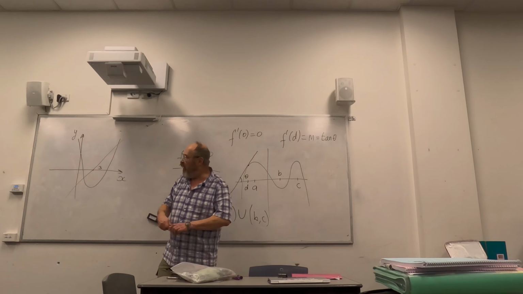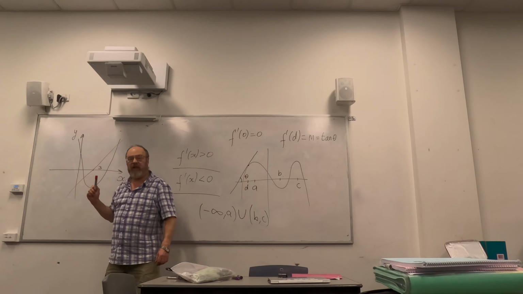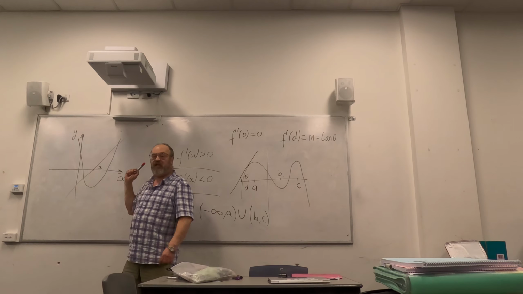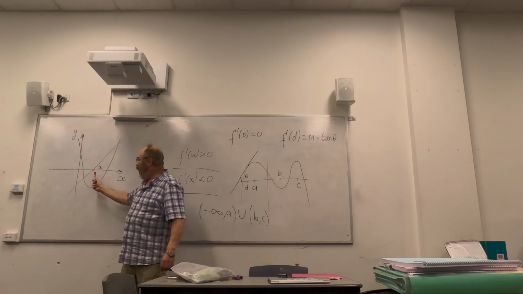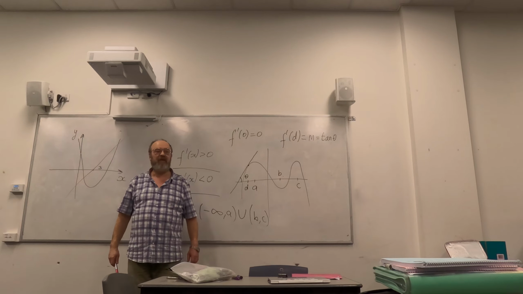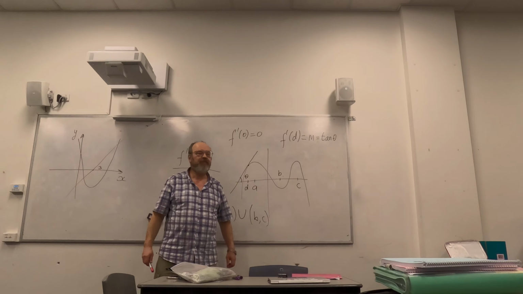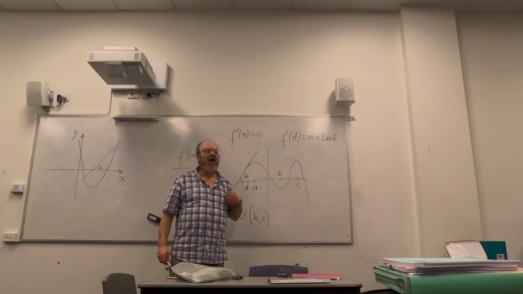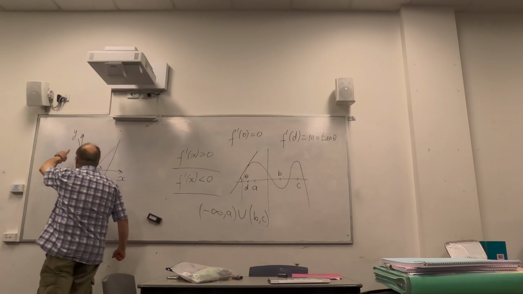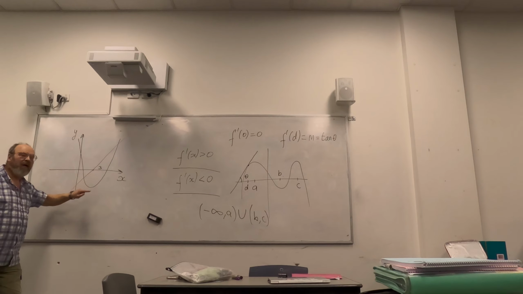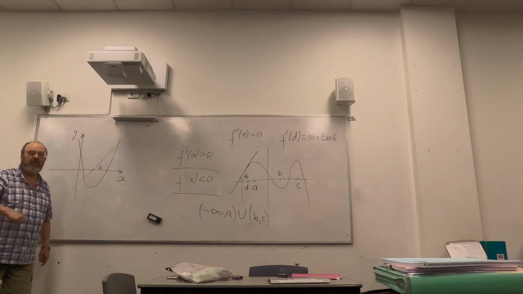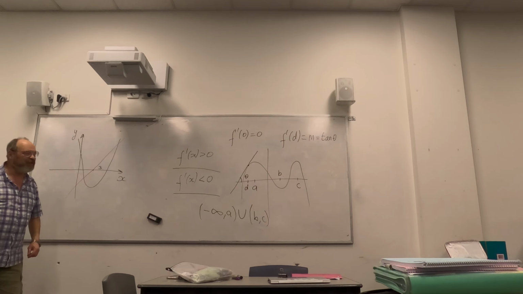It has to be below the x-axis to the left of the 3, above the x-axis to the right of the 3, and at 3 it has to be an x-intercept. Why does it have to be below the x-axis on the left? Because the function is decreasing. What is the sign of the derivative when the function is decreasing? It's negative.